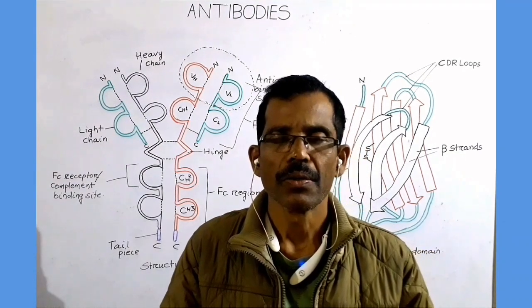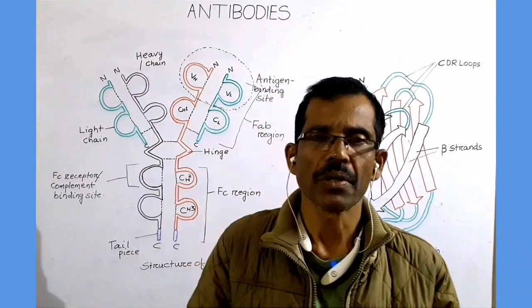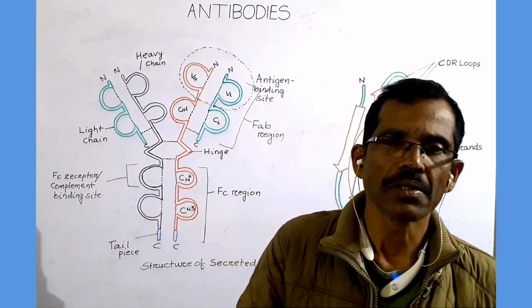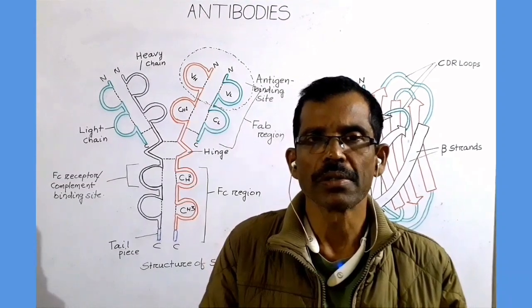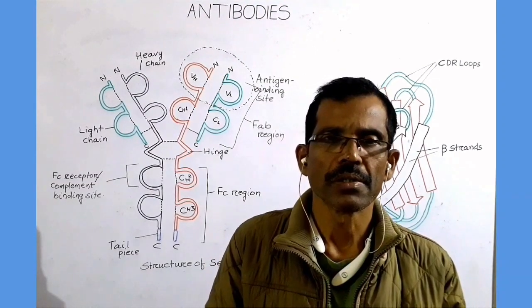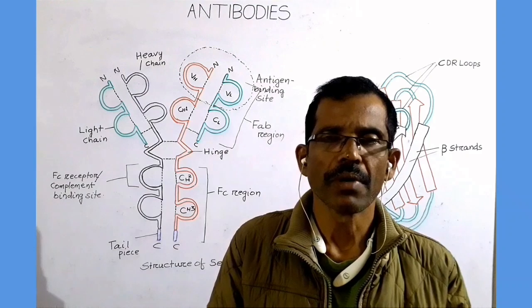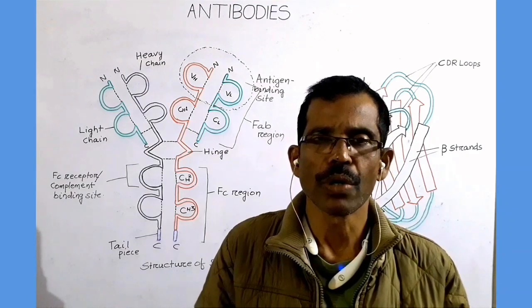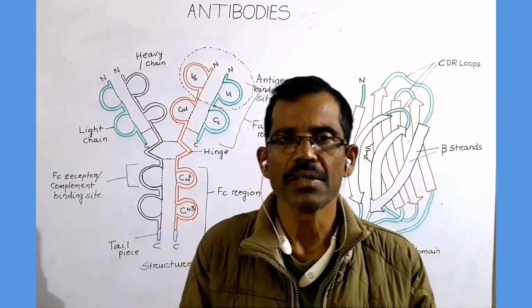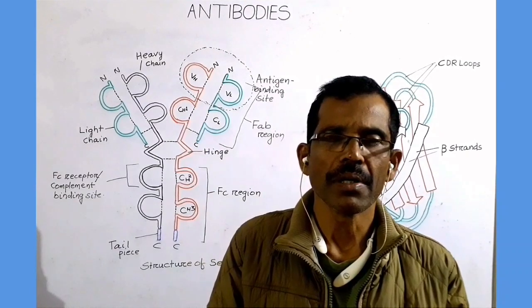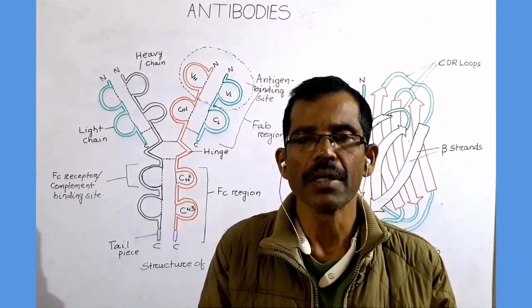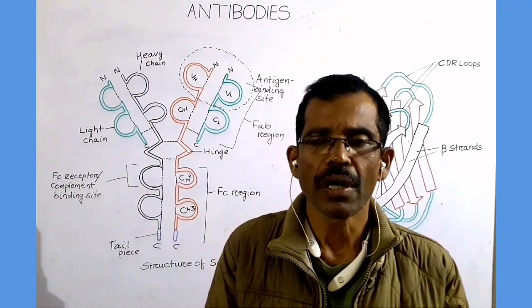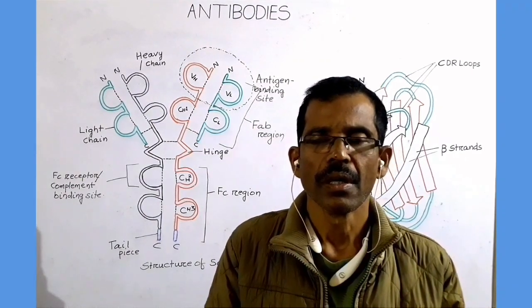Friends, today we shall discuss the structure of antibodies. Antibodies, also known as immunoglobulins, are circulating proteins. They are produced in vertebrates in response to exposure to antigens. They are incredibly diverse. They are also specific in their ability to recognize foreign molecular structures.